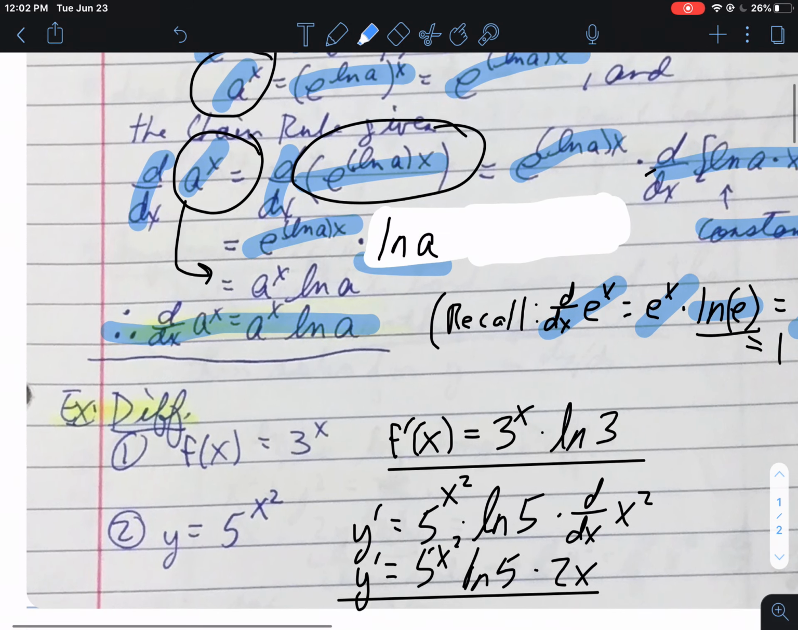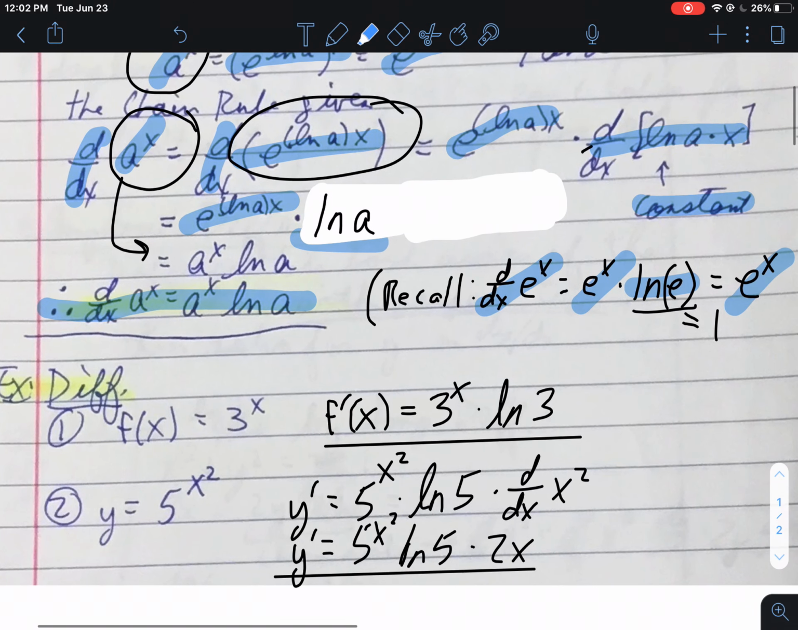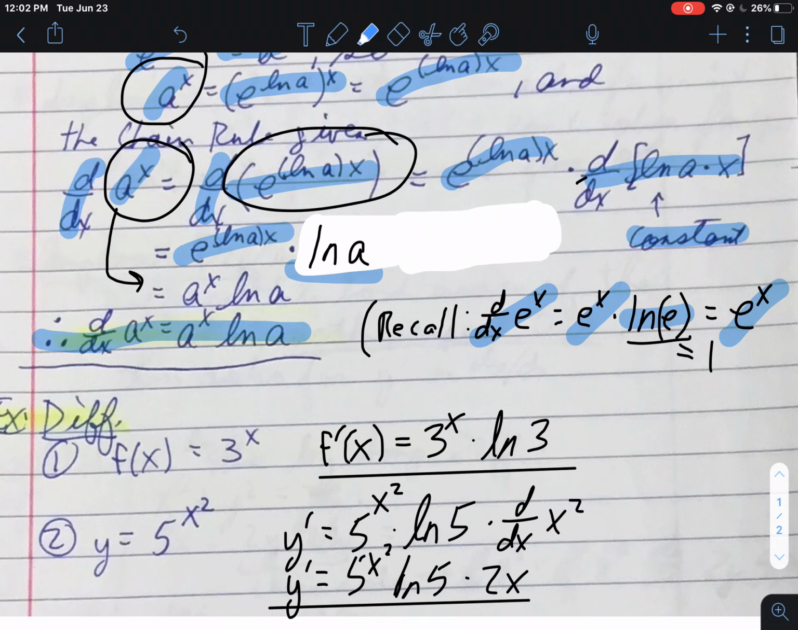So now we know how to differentiate exponential functions base a. So for example, if I have a function f of x equals 3 to the x, what is its derivative? F prime of x. It's the function times the natural log of its base. And that's it. So it's 3 to the x times natural log of 3.